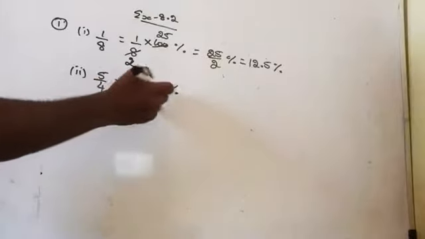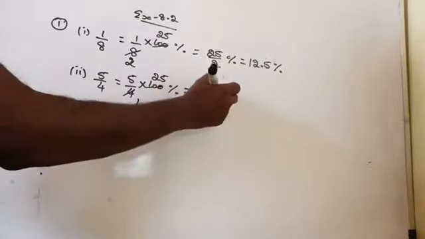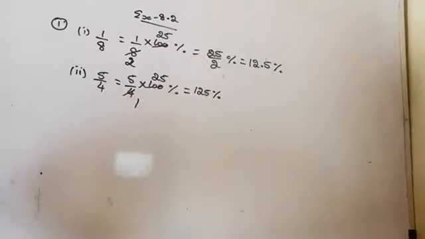1 4 is 4, 25 4s are 100. 25 into 5 is what? 125 percentage. Am I right dear? Are you getting it or not? Yes. Now come to the next one.